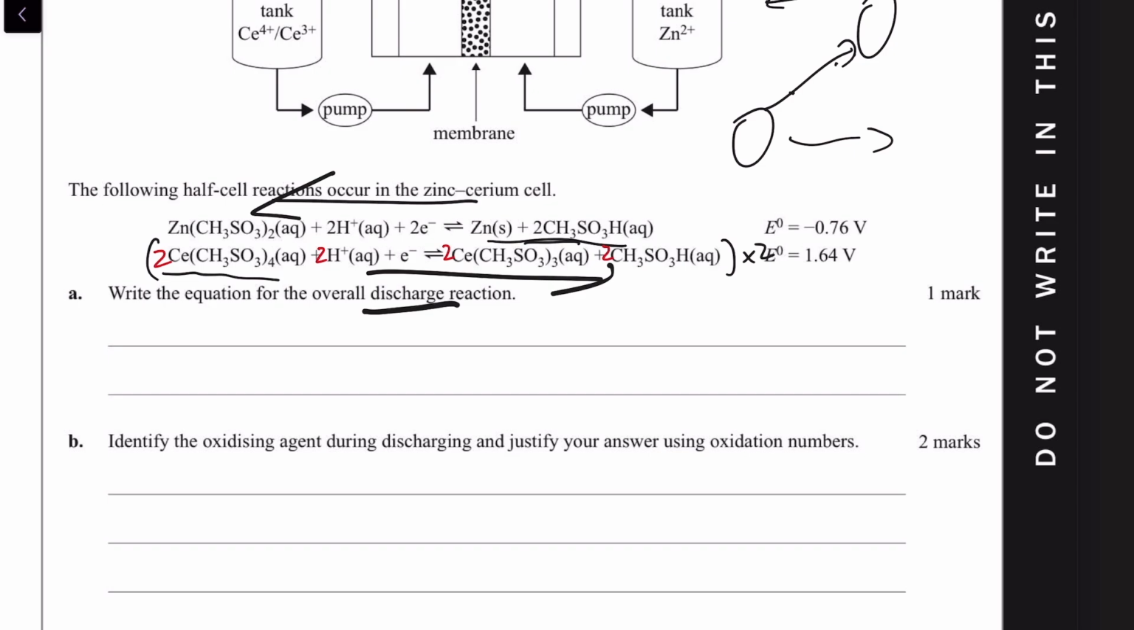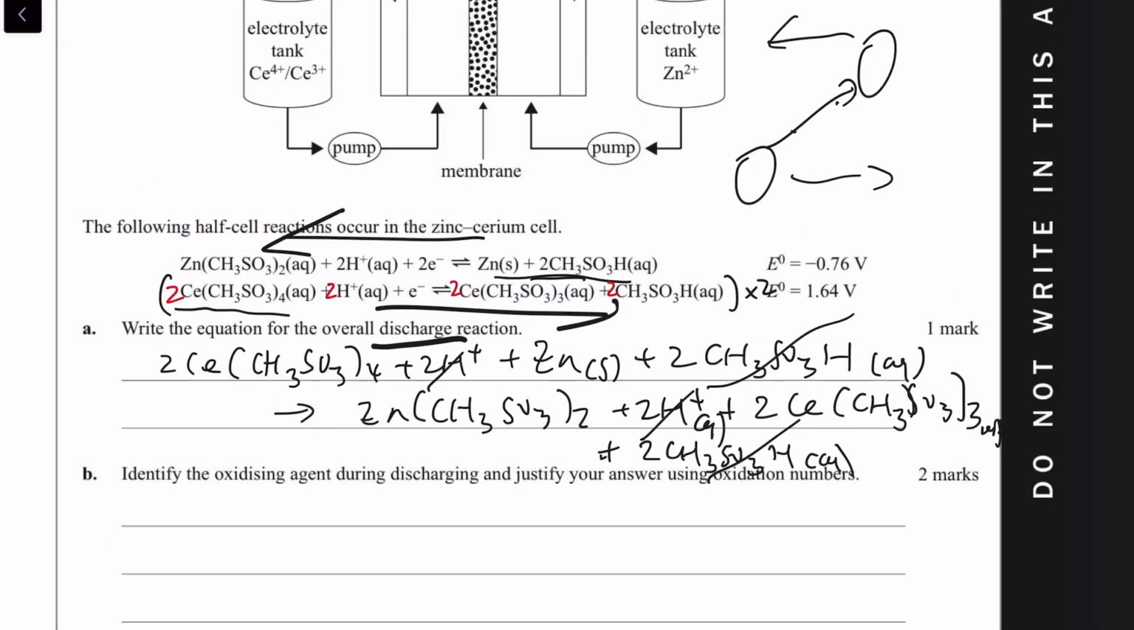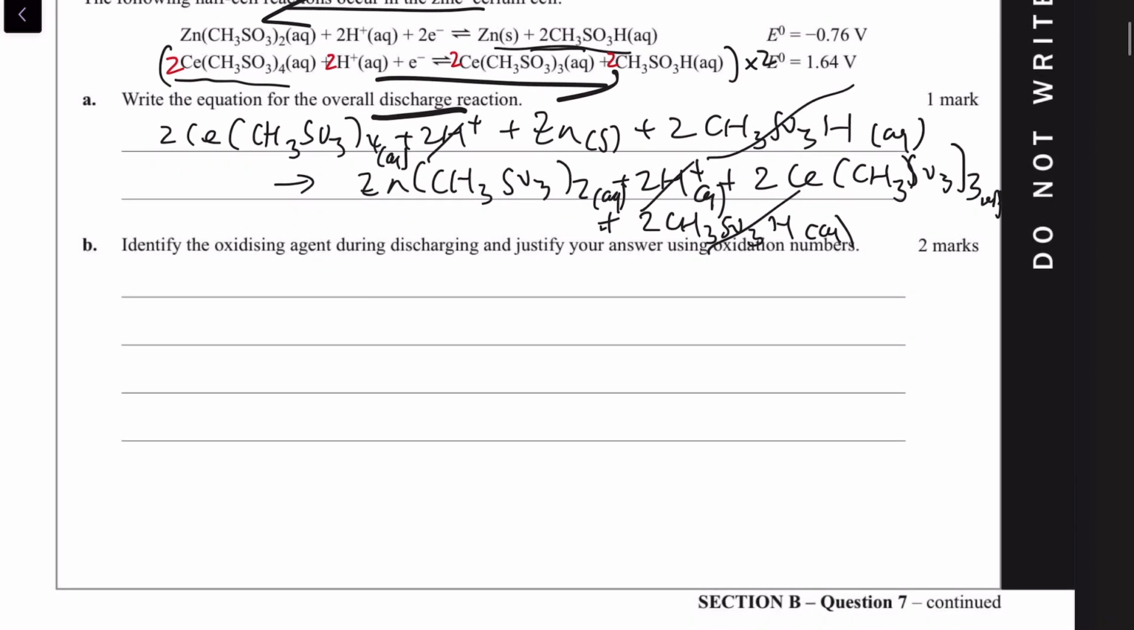Okay, let's write down the response. So this is the equation for the overall discharge reaction. Make sure you have all the states labeled. So it's really a lot of writing for this 1 mark question, but if you are careful enough, you should be able to get this mark easily.